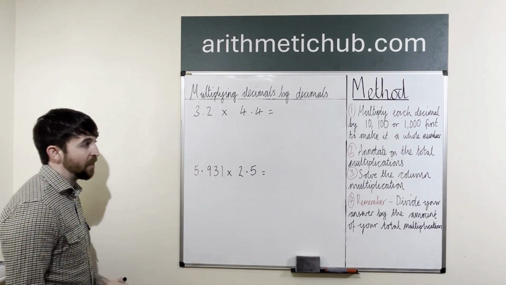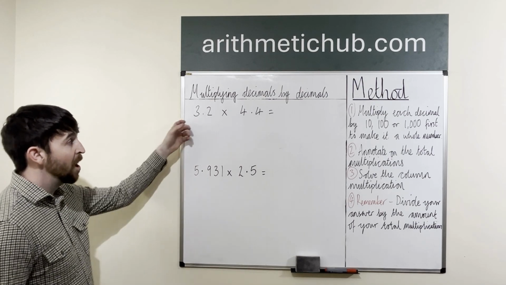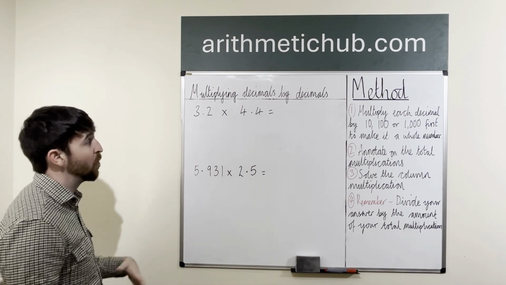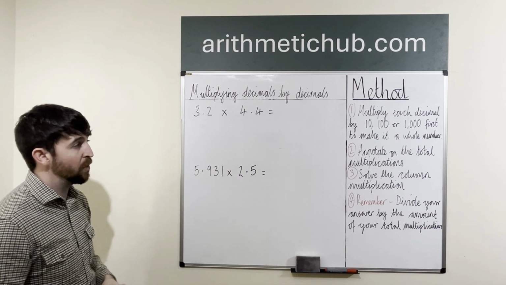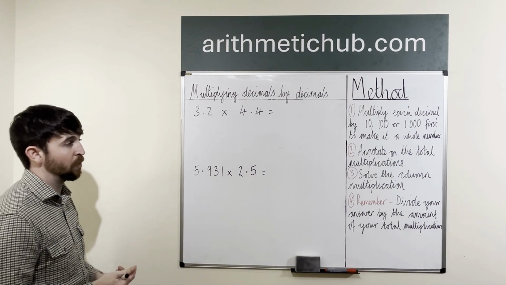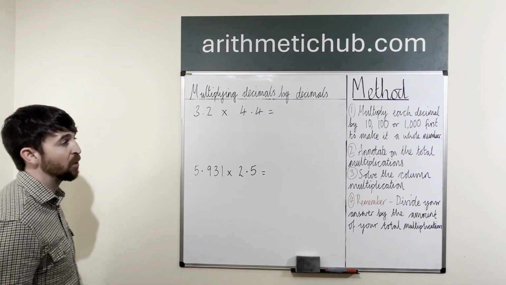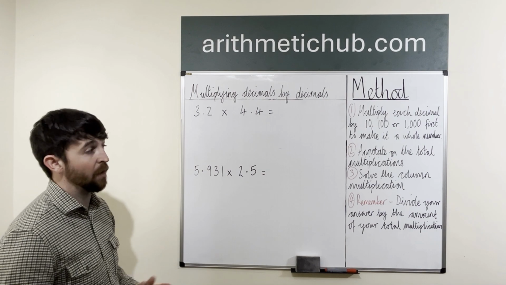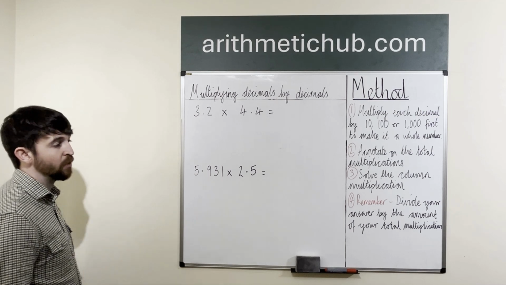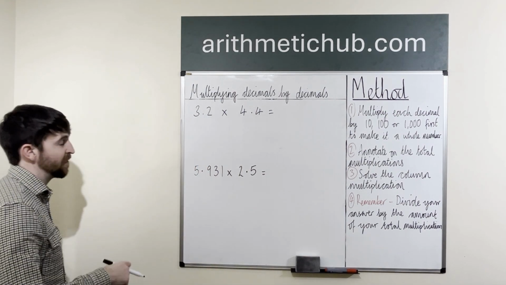So, the first part of the method says multiply each decimal by 10, 100 or 1000 first to make it a whole number. So when we're multiplying decimals by decimals, we want to be avoiding working with decimals. The way we're going to do that is multiply them out so that we can just work with whole numbers, okay? The next part says annotate on the total multiplications. I'm going to show you what I mean by that. The third part says solve the column multiplication, and the final part says remember, divide your answer by the amount of your total multiplication. We're going to have a quick check in what this means by the total multiplications in a second.